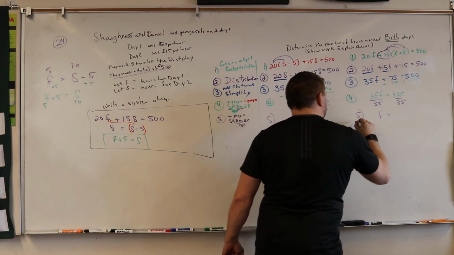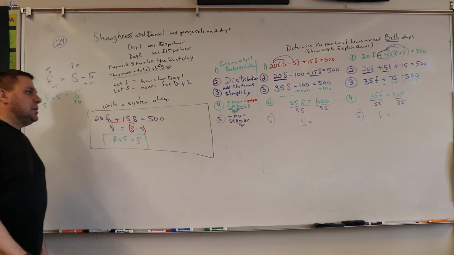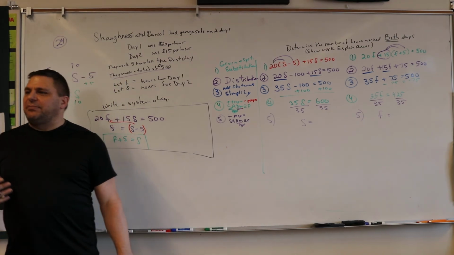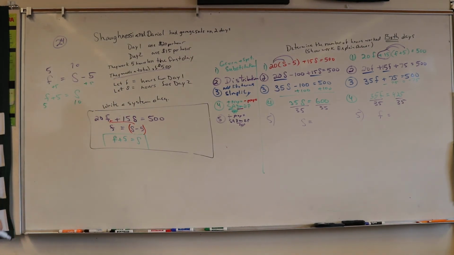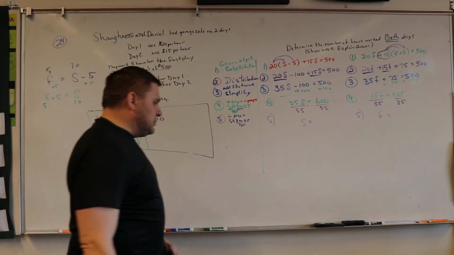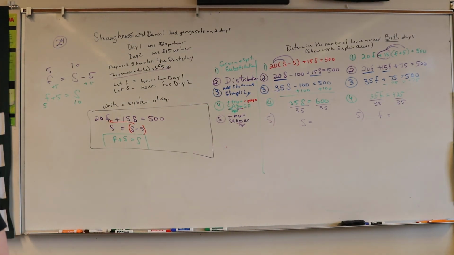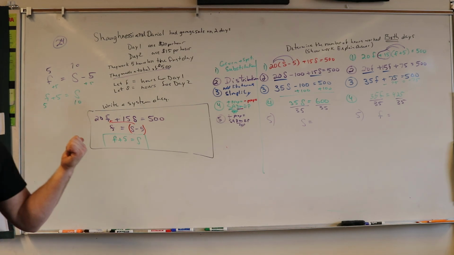Step 5 gives us S is equal to, well, 600 divided by 35, which is what? 17 and a 7. You didn't see that?